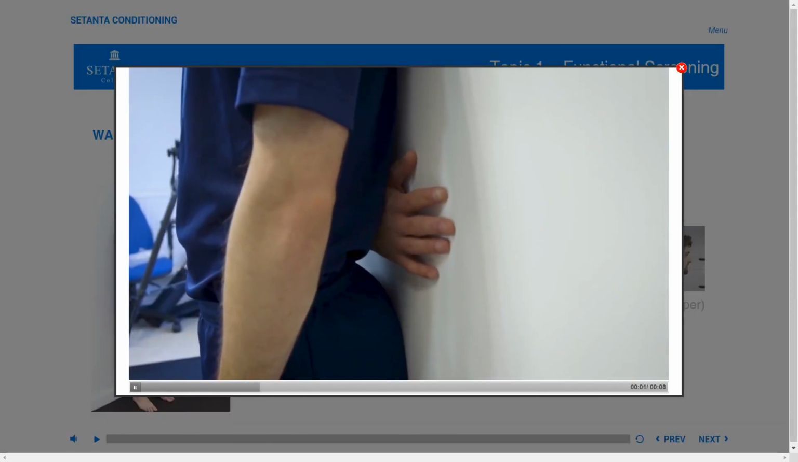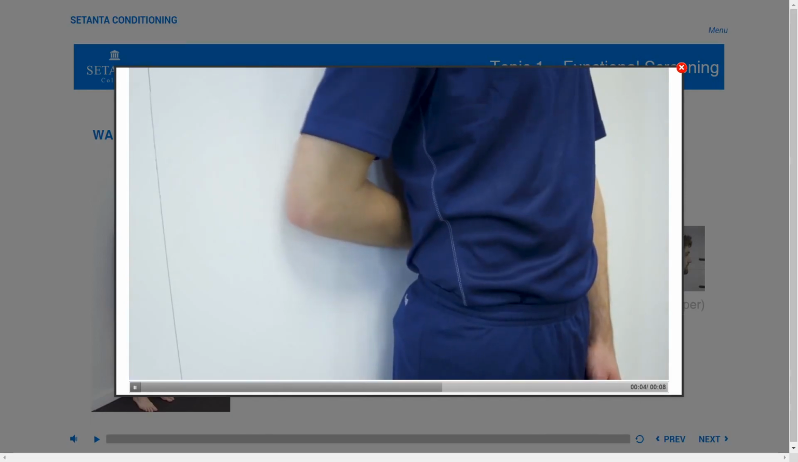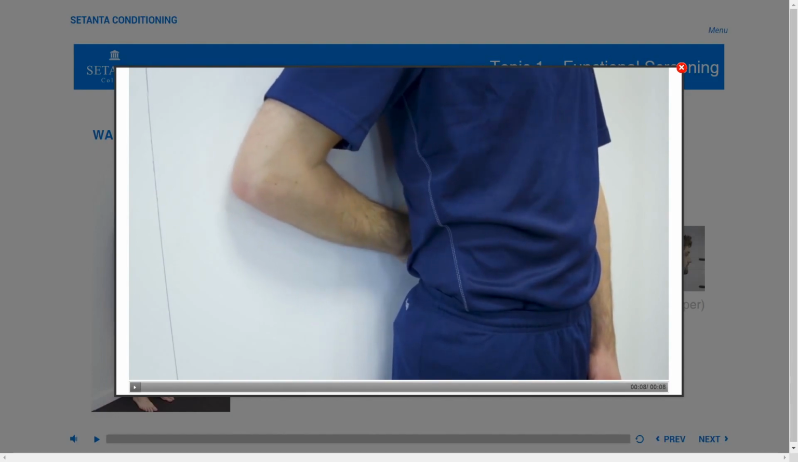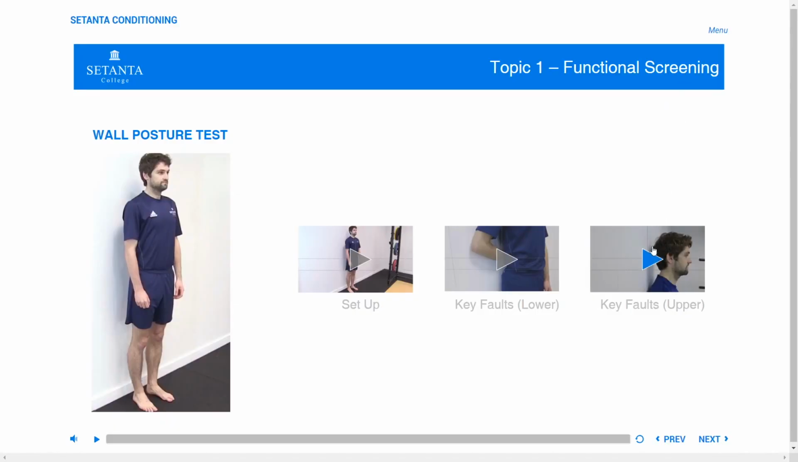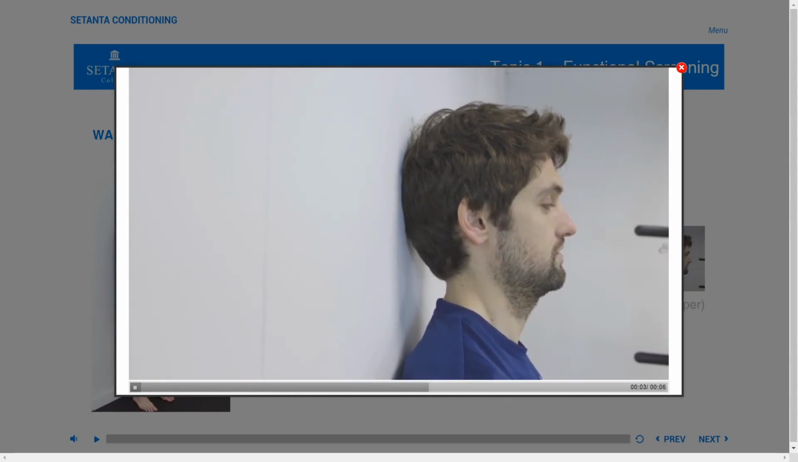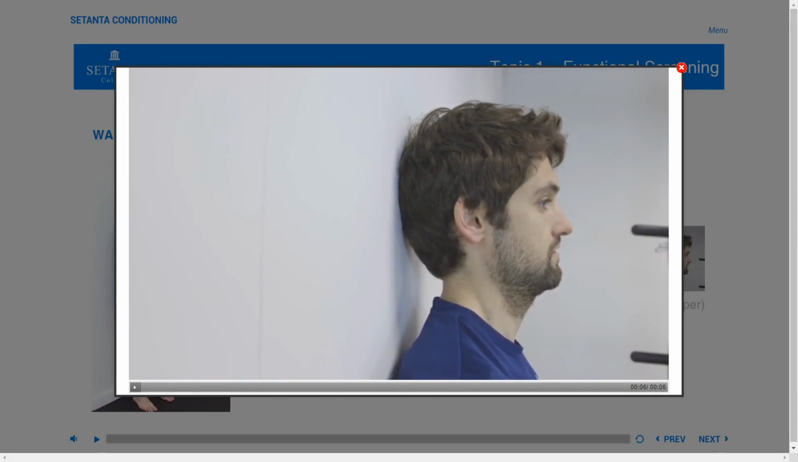Key faults for the lower body. Placing your hand in your lower back will identify if you have an excessive arch. Your hand should be able to touch both the wall and your lower back for optimal curvature. If there is a big gap between your hand and the wall, then there is an excessive arch in the lower back. Key faults for the upper body. If your head does not touch the wall naturally and requires some adjustment, you likely have a protruding head. The severity will depend on the amount of adjustment required to touch the head to the wall.